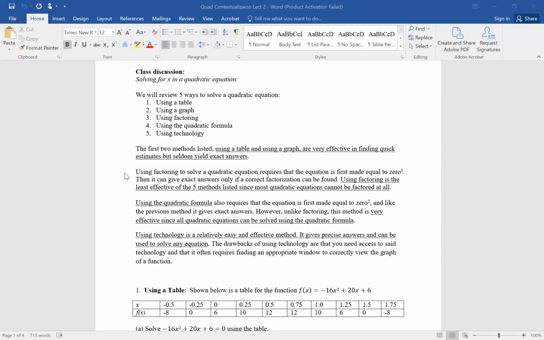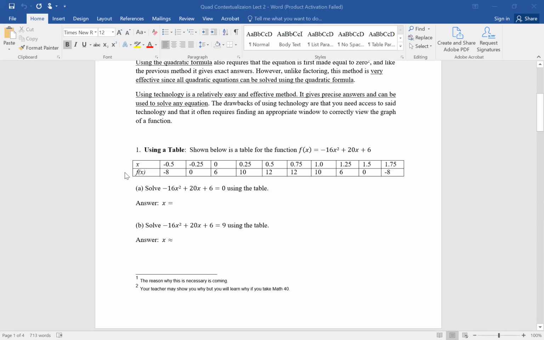Let's go ahead and take a look at the first one, where it says using a table, you have a function. And there's no words behind this really, but we are being asked to solve a function when the output is equal to 0. Doesn't matter if they write f of x equals this or this equals f of x. The question's the same. The y value is 0.